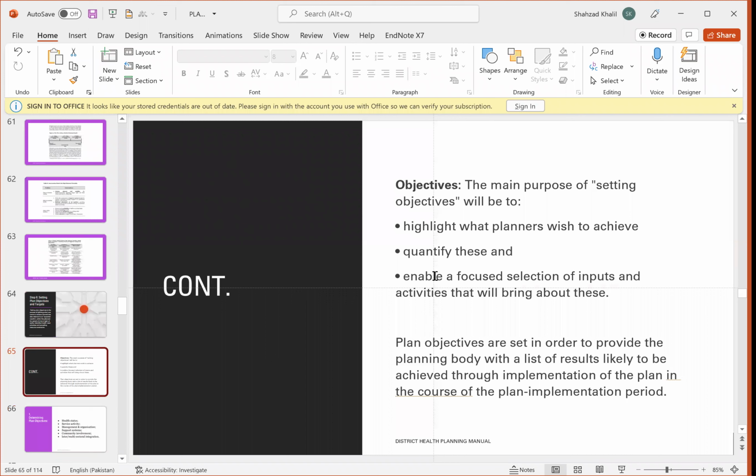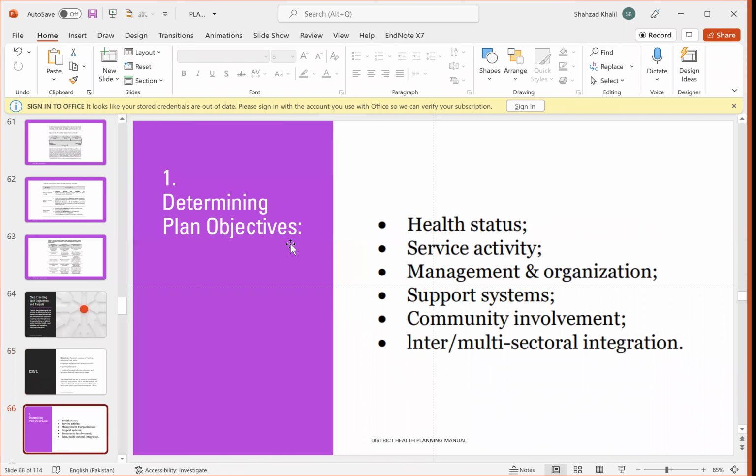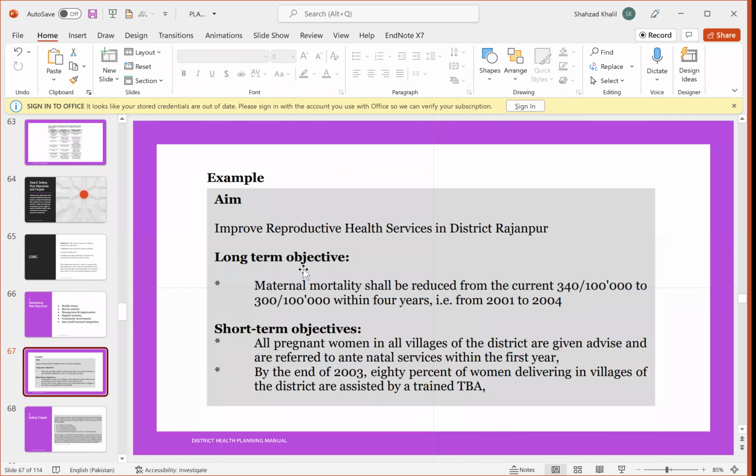The main objective highlights what the planner wishes to achieve, quantifies it, and enables a focused selection of inputs. Plan objectives are determined according to health status, service activity, management organization, support system, community involvement, and inter- and multi-sectoral integration. An example is improving reproductive health services in Rajanpur. The long-term objective is maternal mortality reduced from 340 to 300 this year, and the short-term objective is that all pregnant women in villages of the district are given advice and referred to antenatal services. So at the end, 80% of the women delivering in villages of the district are assisted by trained TBAs.